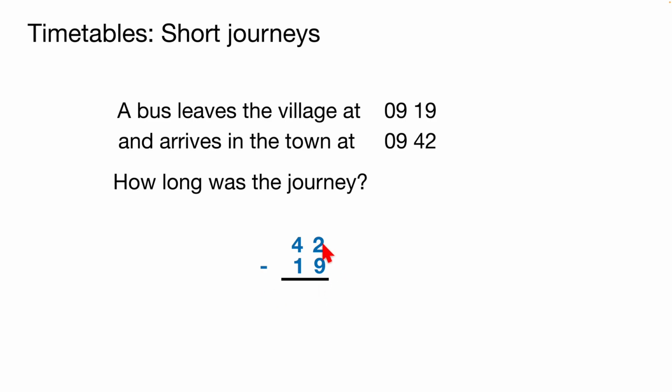Can't take 9 from 2, so I'm going to have to crack one of these 10s over here. I get 10 here, and I reduce 40 to 30. So now it's 9 from 12, which is 3, and 1 from 3, which is 2, 23. And the answer is 23 minutes. For a check, I could add 23 to 19 and get 42, but I'm pretty confident that's correct.